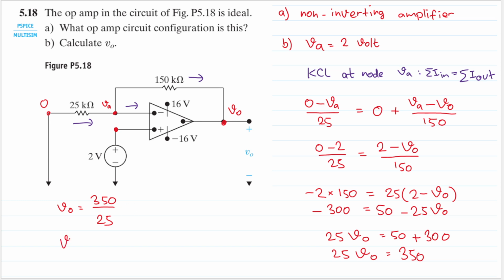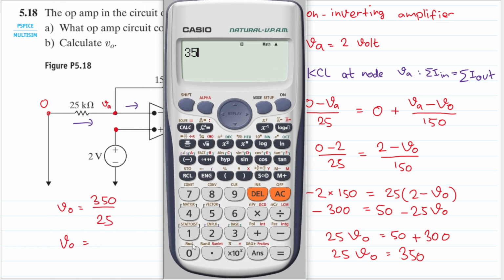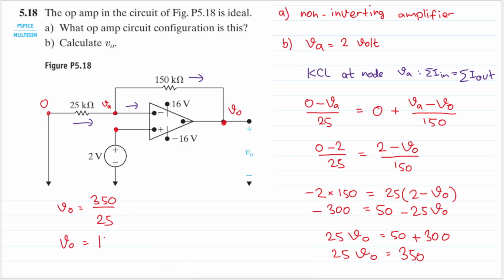And what is V0? V0 is 350 divided by 25. That should be an integer, right? And that is an integer, which is 14 volt here. And I think that's all for this problem. And we got that V0 is 14 volt.